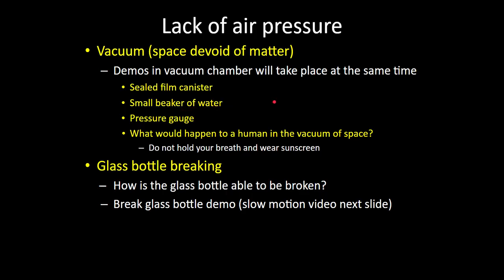Water in a pressure vacuum starts to boil at a lower temperature. I don't know if you've looked at cooking instructions. They cook different at higher altitudes. And then the pressure gauge, the pressure drops, obviously. And then here, wear sunscreen. The sun's rays aren't blocked by our atmosphere, so out in space, that would be a bad thing.